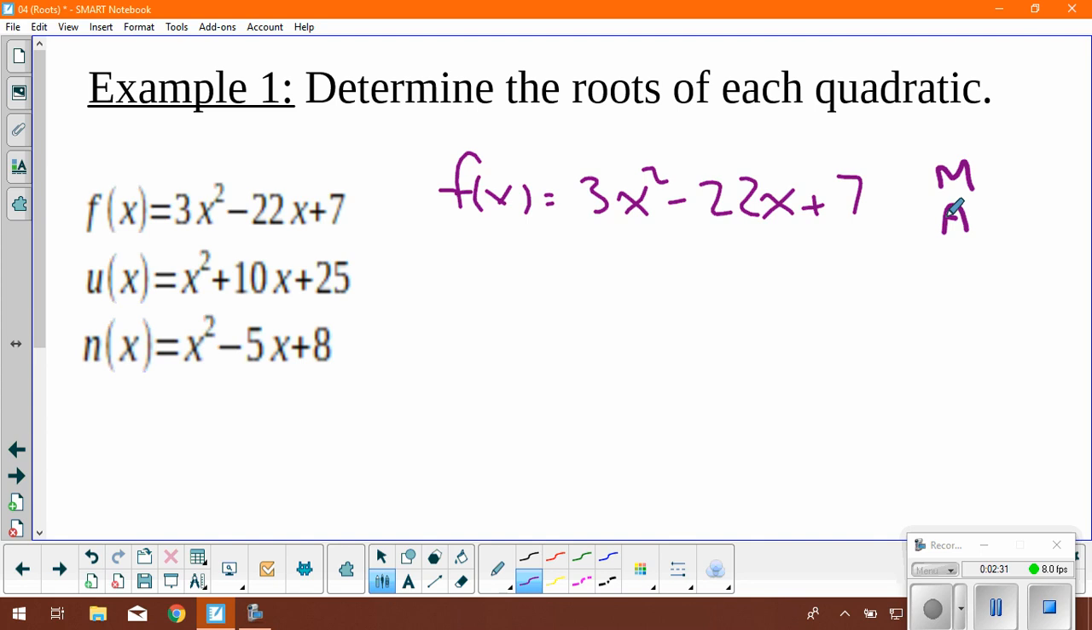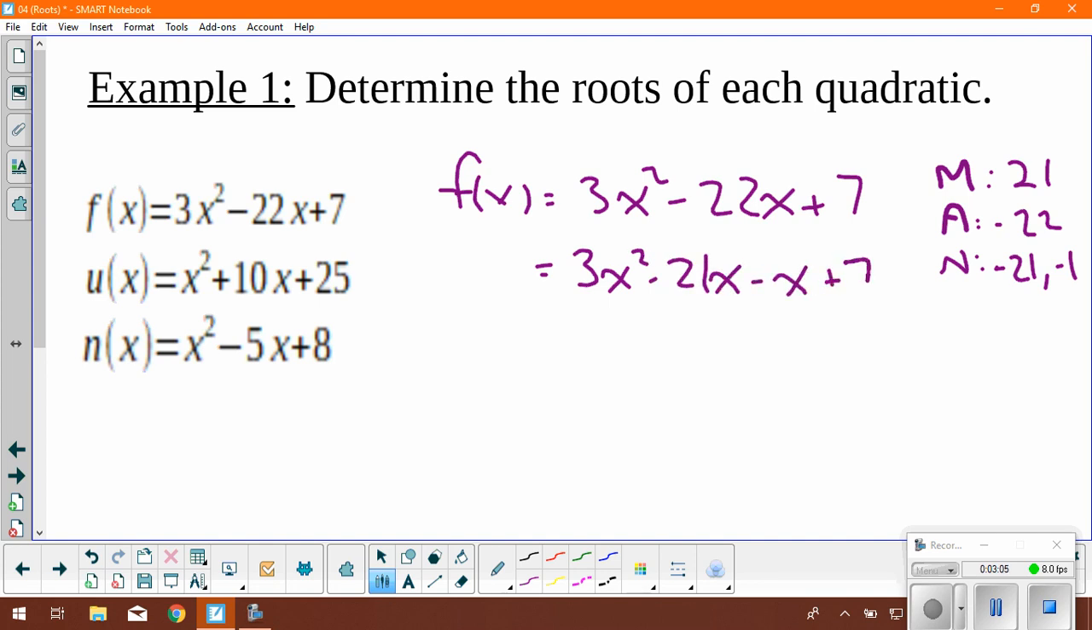So we'll use our multiplies to what, adds to what method. It multiplies to the product of a and c there. So multiplies to 21, adds to negative 22. So my numbers would be negative 21 and negative 1. In this form, with the leading coefficient being 3, we have to split the middle. So this is now 3x squared minus 21x minus x plus 7.